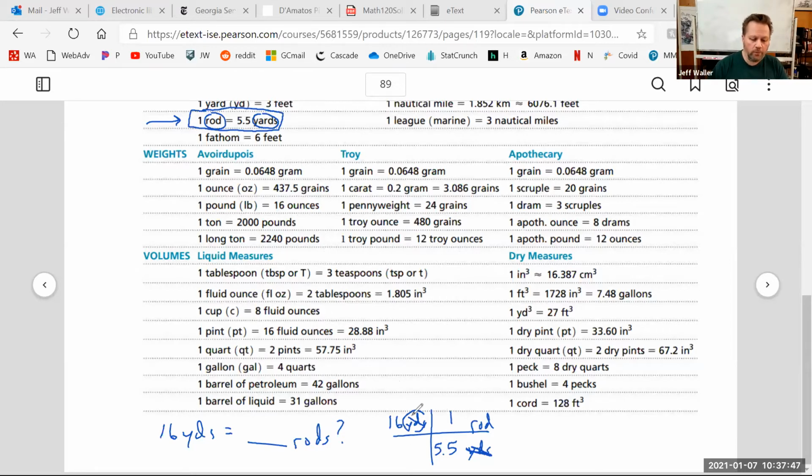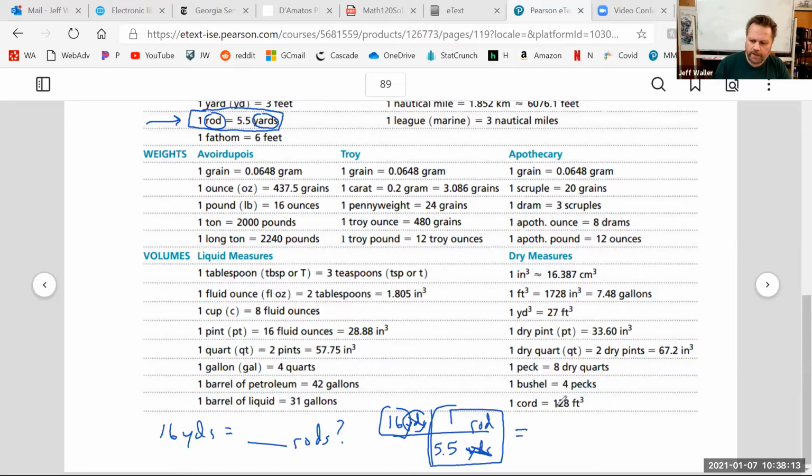So look at what we're doing. We're taking 16 and we're multiplying it by 1. So we're not changing how long it actually is. We're just changing the unit of measurement we're using. Mathematically, it's the same length because we're multiplying by 1. So this is just changing the units.